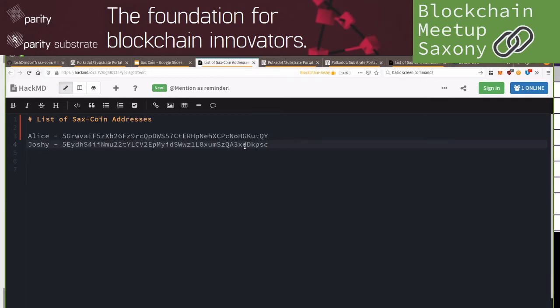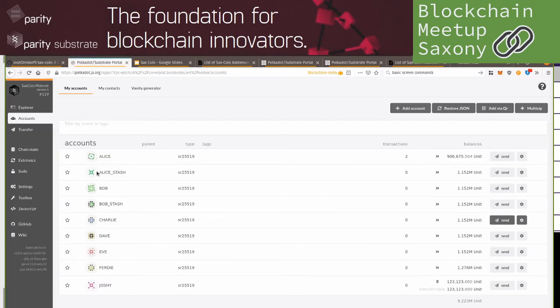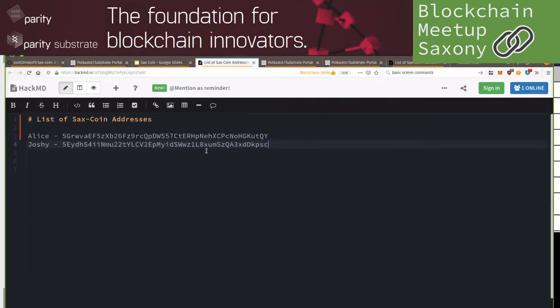And so if I see someone else's address coming up in here, then I can send you some tokens. Or actually, honestly, you can take tokens from any one of these pre-funded accounts and send them to yourself. So give it a try.